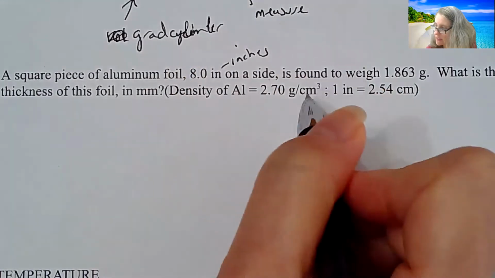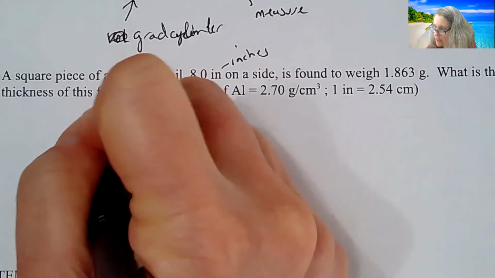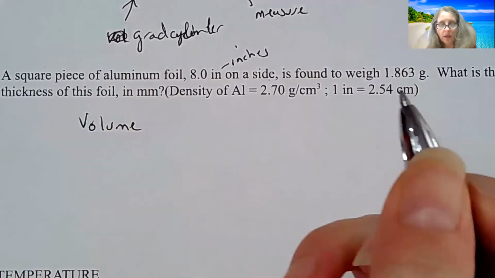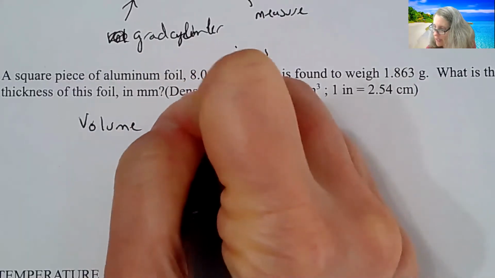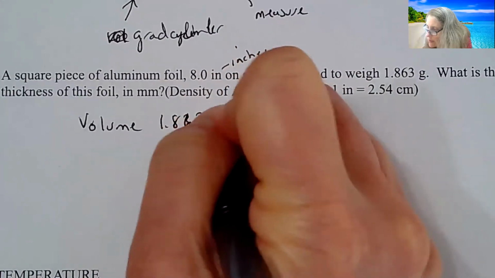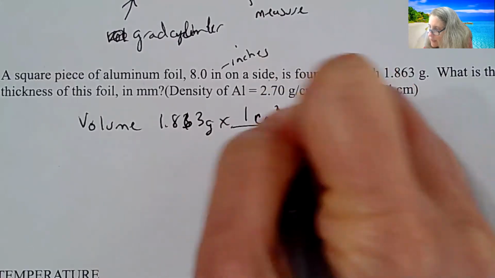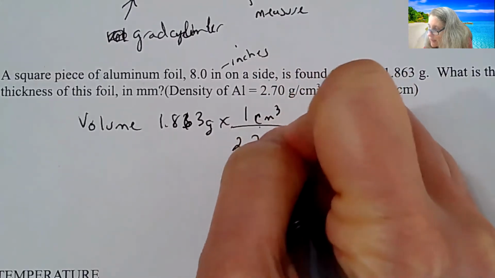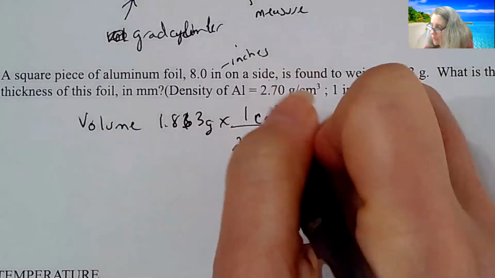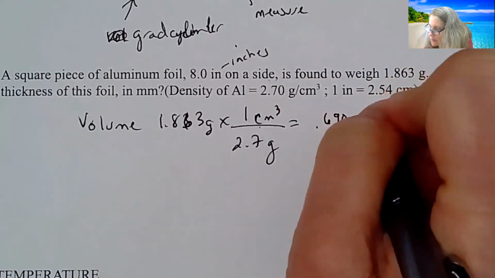So I'm going to take my density, since that's grams, and I'm going to take how many grams I have here to find my volume. So I'm going to take 1.83 grams and divide it by my density. Okay, so that comes out to be about 0.60 centimeters cubed.